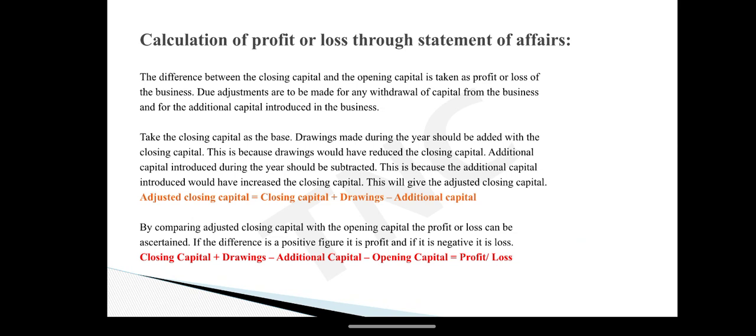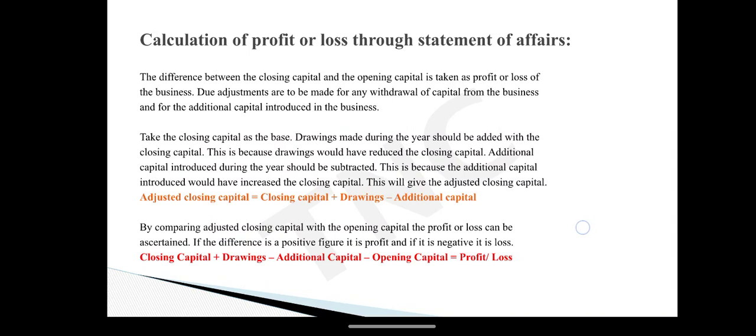Calculation of profit or loss through statement of affairs. The difference between the closing capital and the opening capital is taken as profit or loss of the business. Due adjustments are to be made for any withdrawal of capital from the business and for the additional capital introduced in the business.